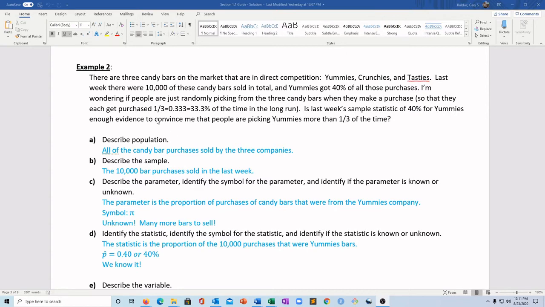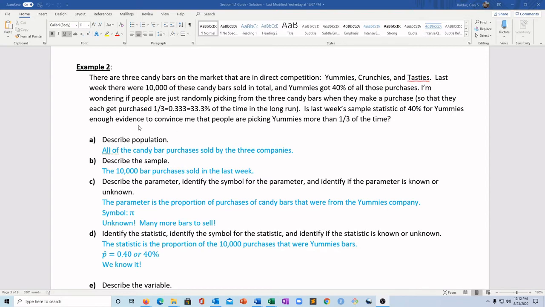Okay, so the first thing we have to do is think about, well, what would it look like if the 3 companies really were just even across the board? Well, if that was true, then every week the purchases should look like a third, or 33% Yummies, 33% Crunchies, 33% Tasties. That's what it should look like if it's really even across the 3 companies. Okay, so let's dig into the actual terminology here.